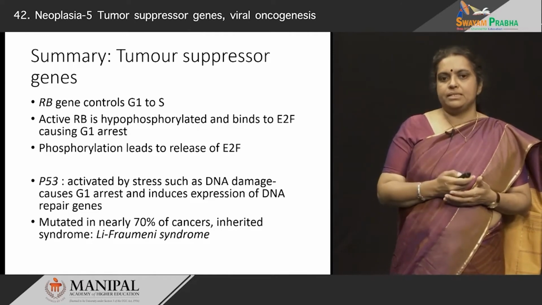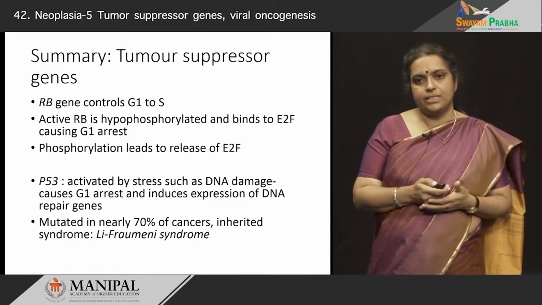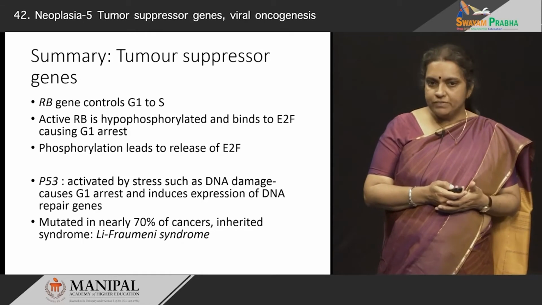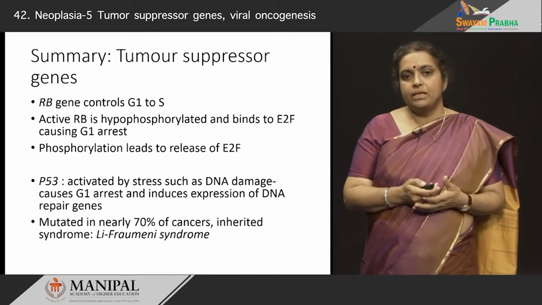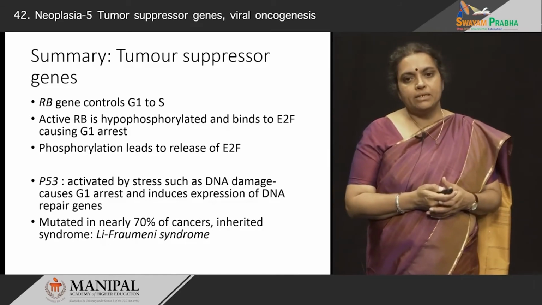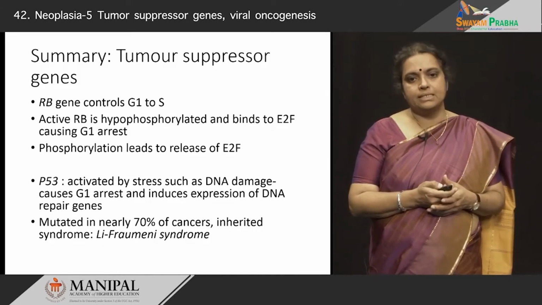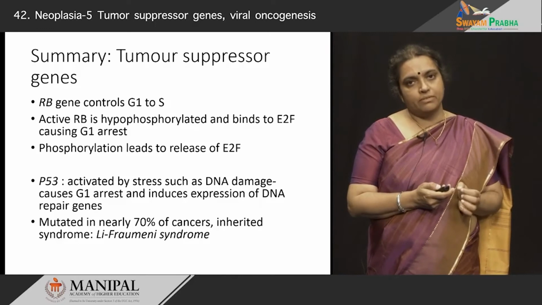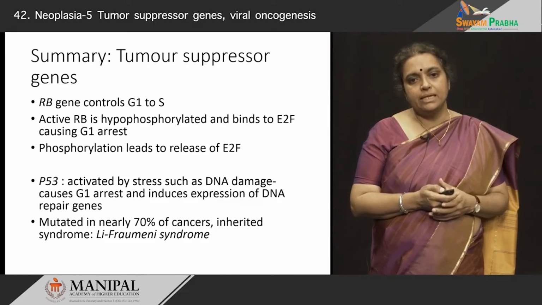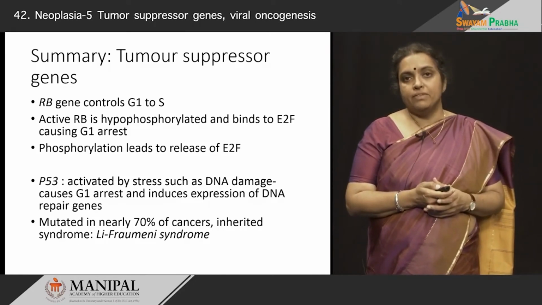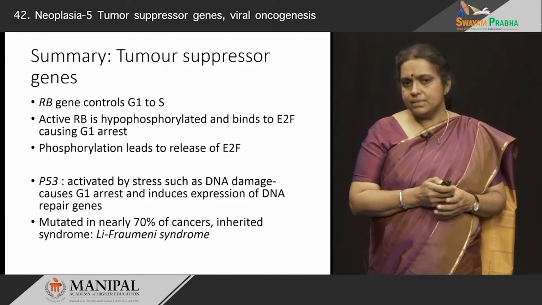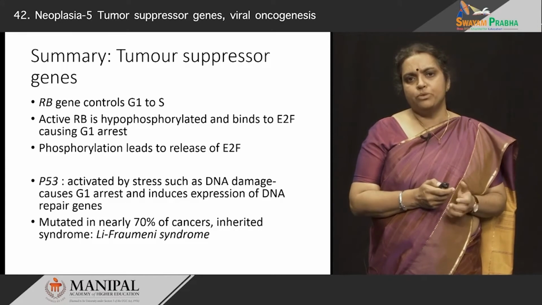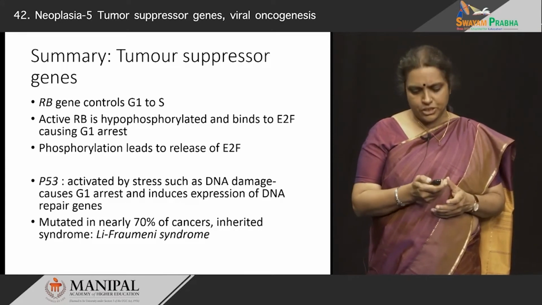Whereas, p53 is activated by stress such as DNA damage. It causes G1 arrest and induces expression of DNA repair genes. Now, p53 is mutated in some familial cancers, and one of those syndromes where it is mutated is known as the Li-Fraumeni syndrome, in which the patient can acquire various cancers. Now, this is in brief about two of the most important tumor suppressor genes.